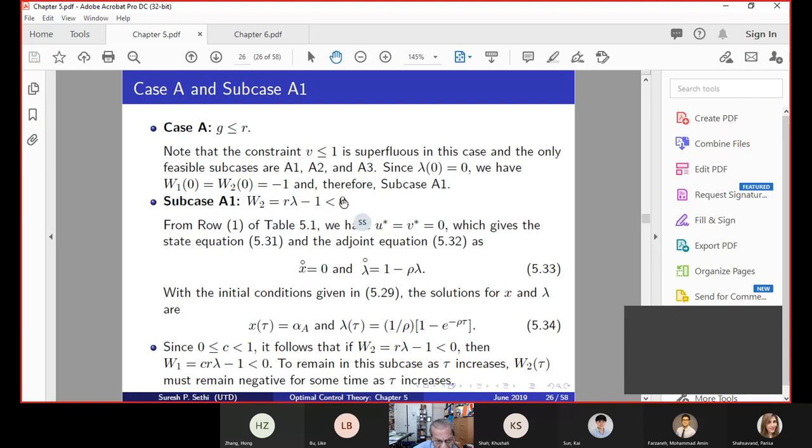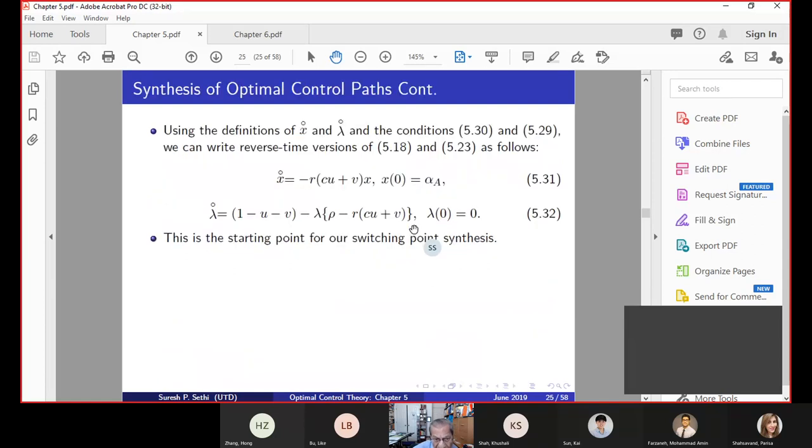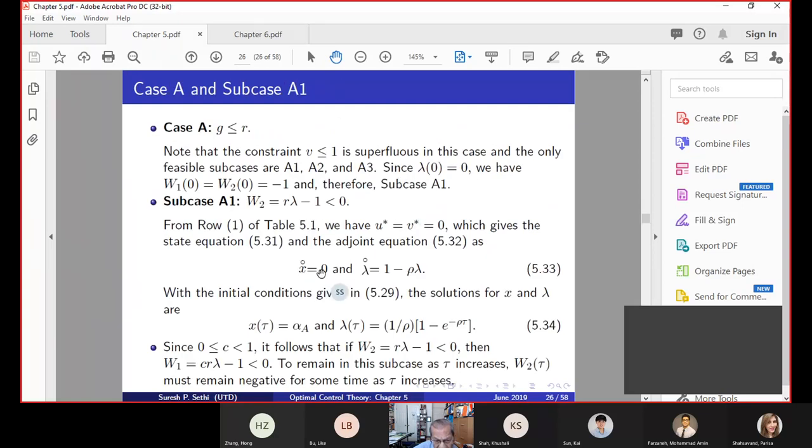W2 is less than 0, so we are in case 1, and we have a solution U star, V star equal to 0. We substitute U star 0 into this equation, and we get our differential equation, x circle 0 equal to 0, and lambda circle is 1 minus rho lambda. So, we can assume by continuity that u star equal to v star equal to 0 will stay at least for a little bit amount of time.